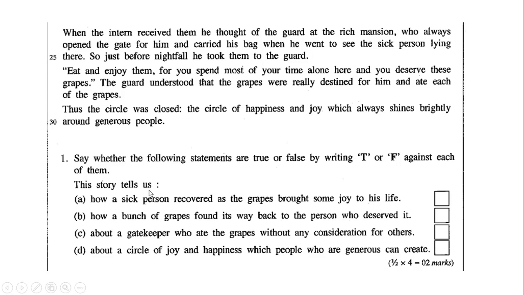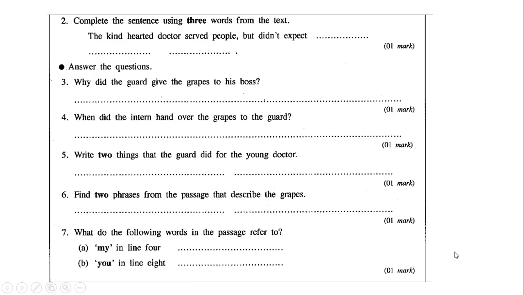Okay, the story tells us how a sick person recovered as the grapes brought him joy to his life. Now, that is F. How a bunch of grapes found its way back to the person who deserved it. Yes, that is true. T. About a gatekeeper who ate the grapes without any consideration for others. No. F. About a circle of joy and happiness which people who are generous can relate. Yes, that is T. Half mark for each. 2 marks together.